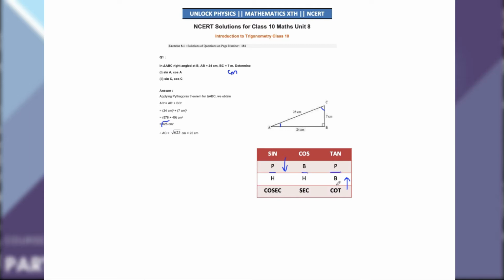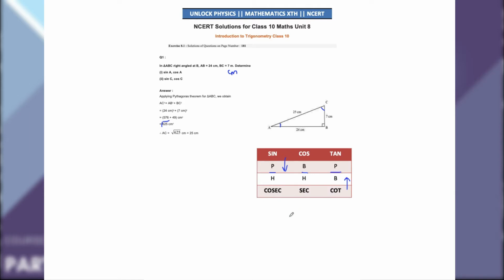So now we have the variables of the ratio, which says that sine is perpendicular upon hypotenuse, cos is base upon hypotenuse, tan is perpendicular upon base. We have cosec as hypotenuse upon perpendicular, sec as hypotenuse upon base, and cot as base upon perpendicular.